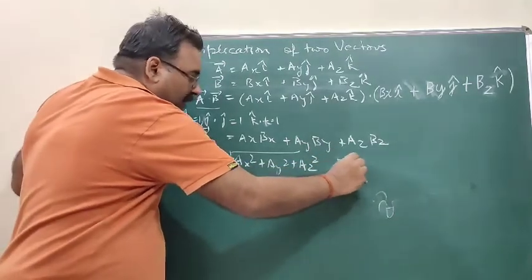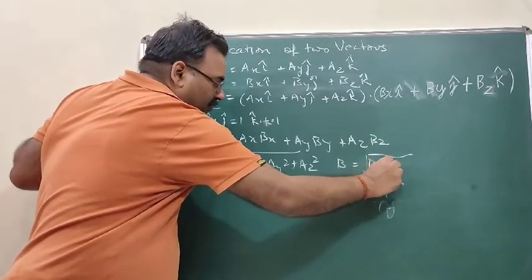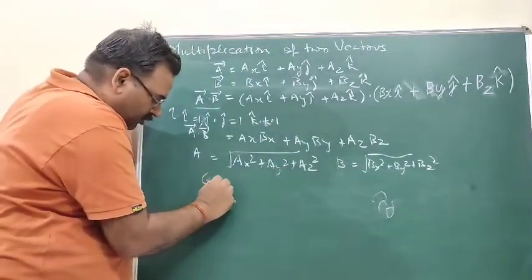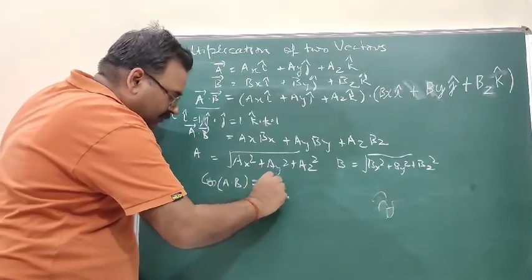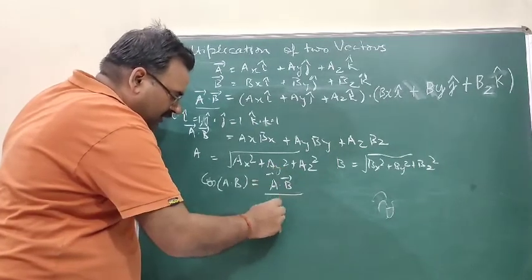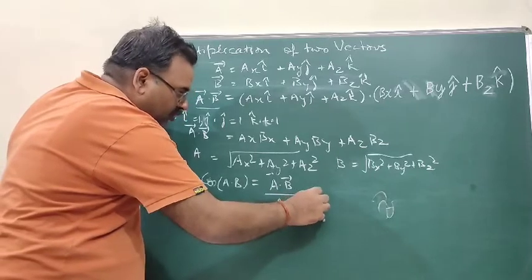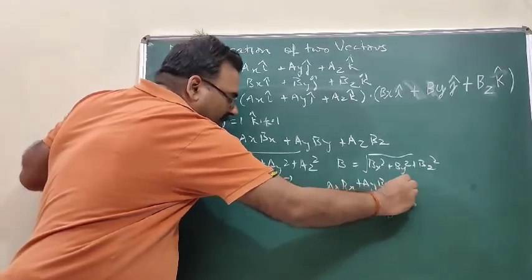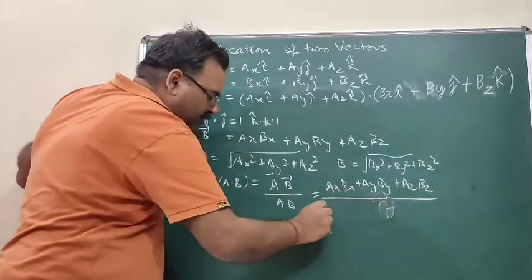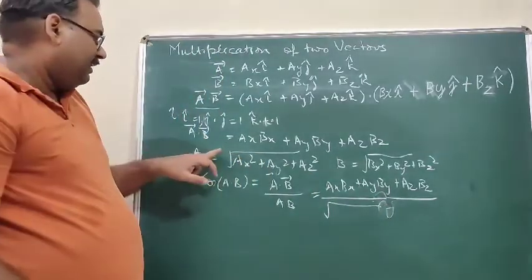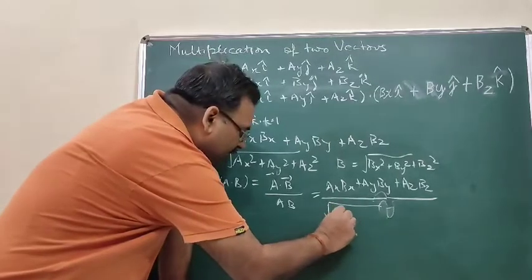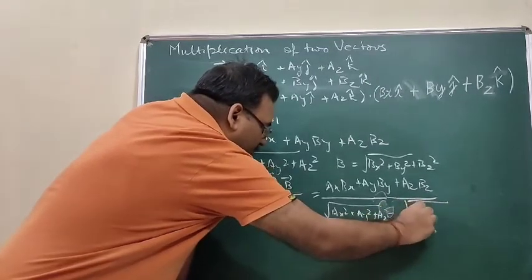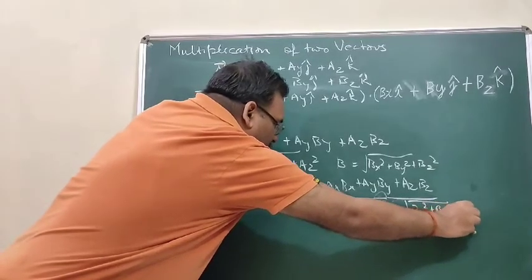और B का क्या हो गया? मैग्नीट्यूड B is root of bx square plus by square plus bz square. और cos theta, cos of angle between A and B will be equal to A dot B upon AB, which is the magnitude. तो A dot B क्या था हमारा? ax bx plus ay by plus az bz. एंड मैग्नीट्यूड की वैल्यू हम यहां से रख देंगे. मैग्नीट्यूड की वैल्यू क्या है? मैग्नीट्यूड इज दिस, root of ax square plus ay square plus az square, dot root of bx square plus by square plus bz square.